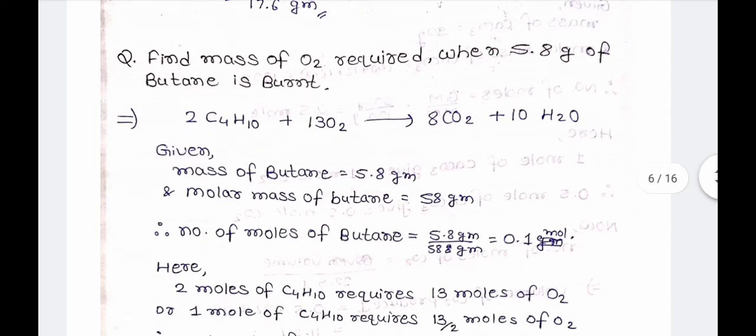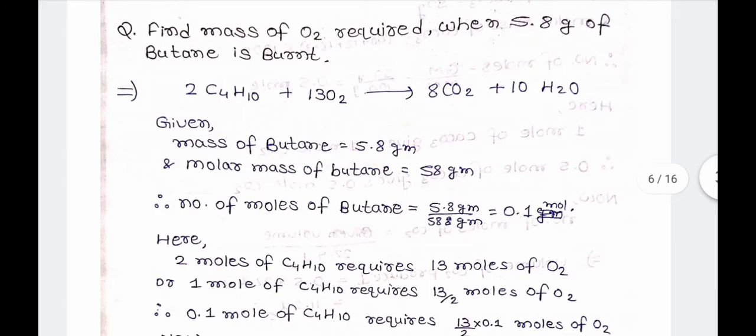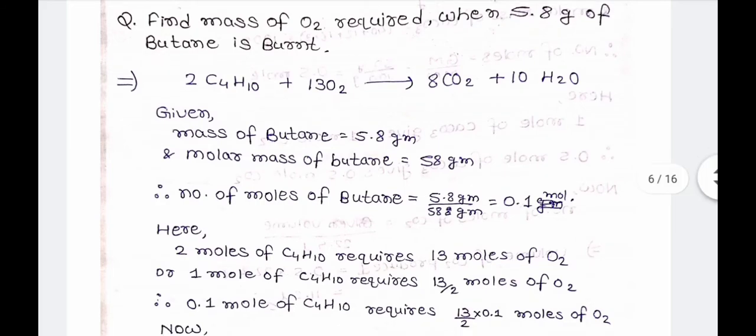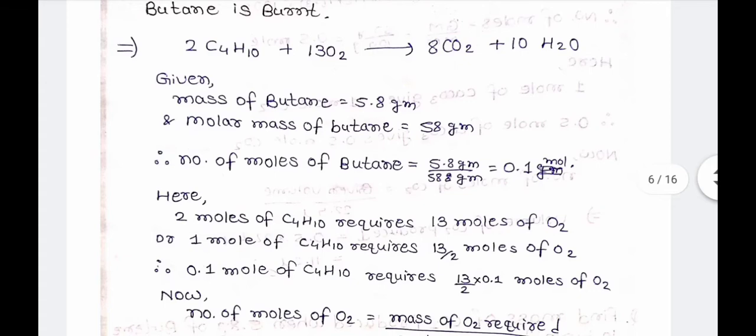Now find the mass of O2 required when 5.8 gram of butane is burnt. Here first we will write the reaction. 2 moles of C4H10 plus 13 moles of O2 gives 8 moles of CO2 plus 10 moles of H2O. Given mass of butane is equal to 5.8 gram and molar mass of butane is equal to 58 gram. Therefore, number of moles of butane is equal to 5.8 gram divided by 58 gram, which is equal to 0.1 mole.